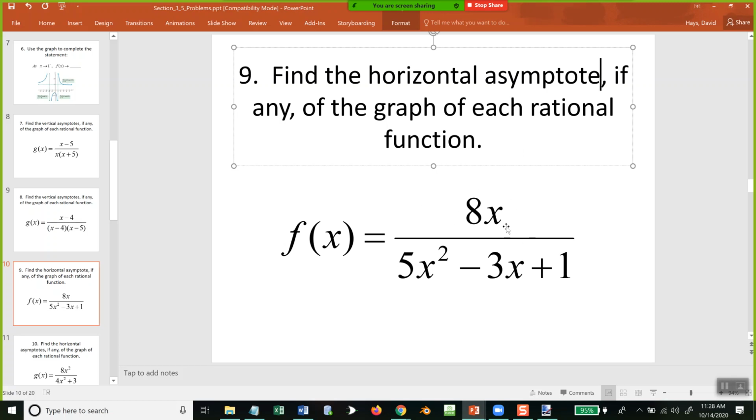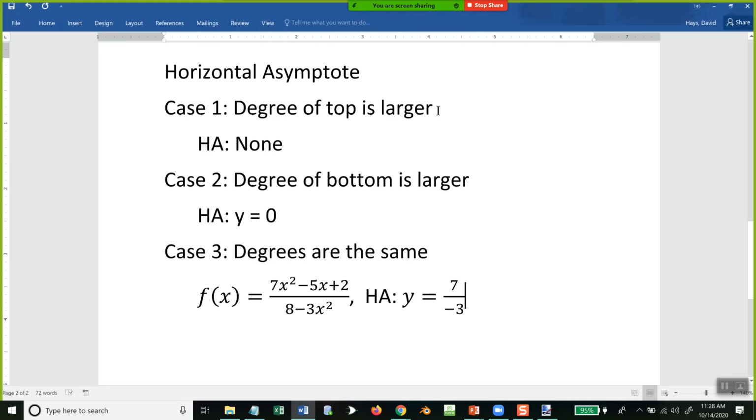Now, the degree at the top is 1. The degree of the bottom is 2. So the degree of the bottom is larger. It's case 2. So my horizontal asymptote is y is equal to 0.